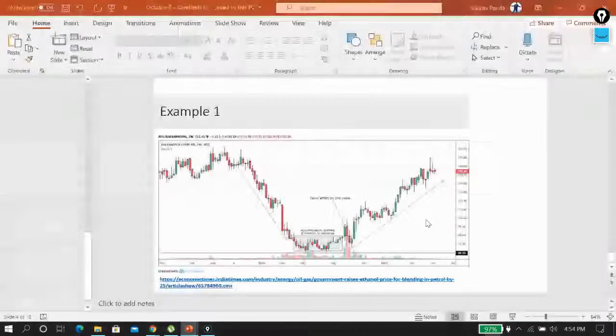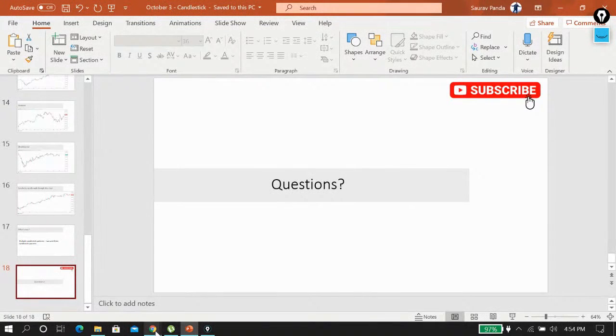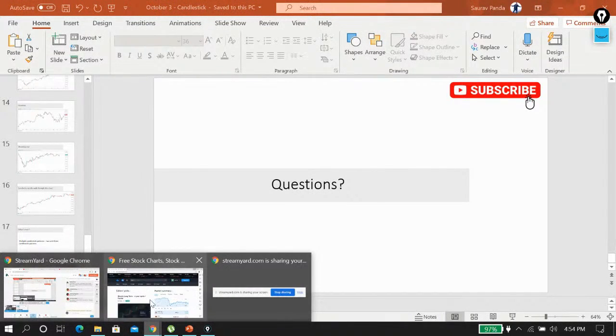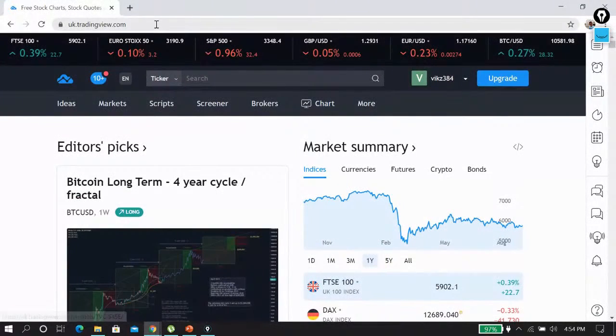Before moving on to questions, let me quickly give you an overview of a trading platform where you can go and trade. So this is tradingview.com. This can be anything. For me, it is set for UK. This is a free software, not software really, it is a platform, and you can just go there and type in tradingview.com. This will open.